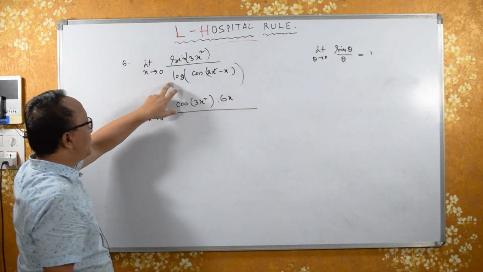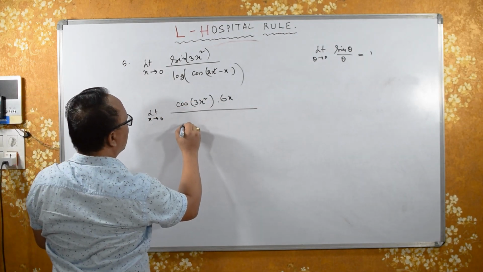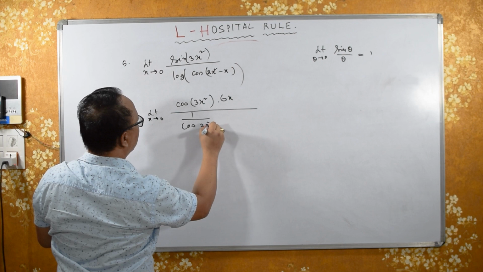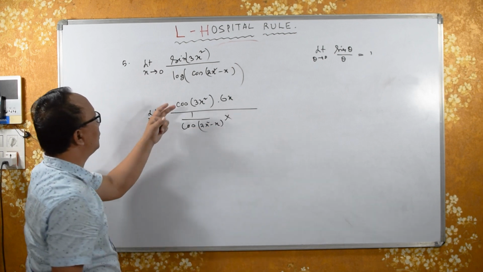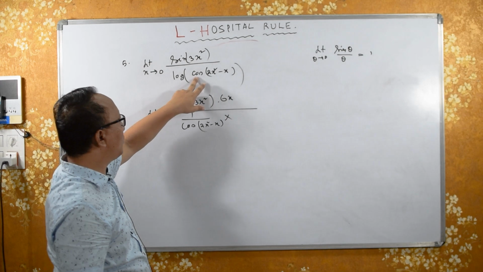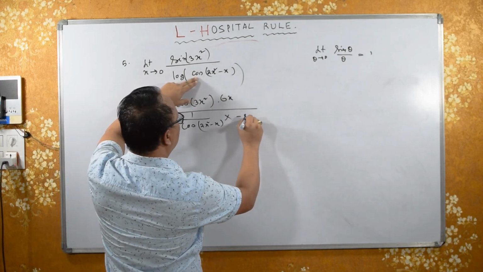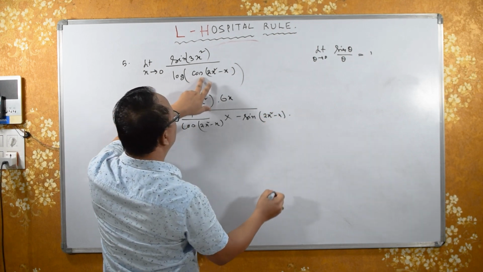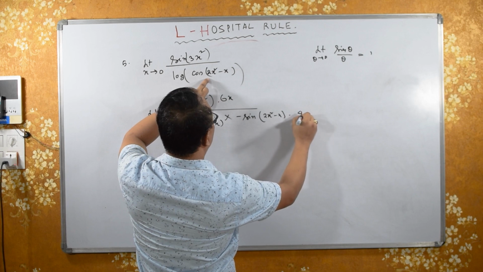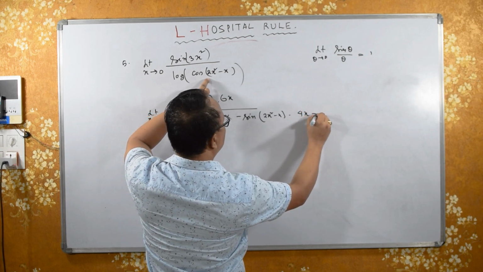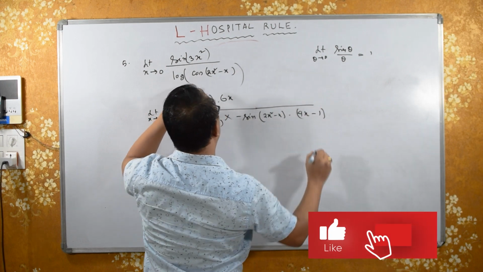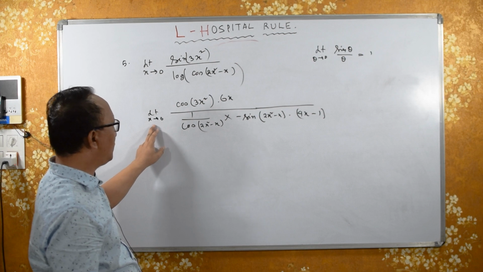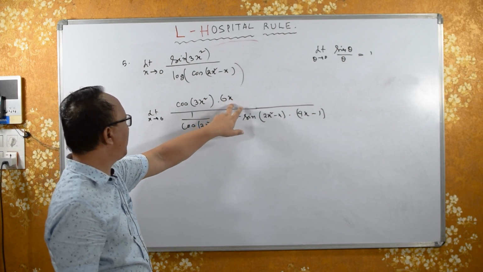Into differentiation of log, which is 1 upon cos of 2x square minus x, into differentiation of cos, which is minus sine of 2x square minus x. Again, differentiate this with respect to x: 4x minus 1. When x tends to 0, what is the value? When x tends to 0 over here, this becomes problematic.